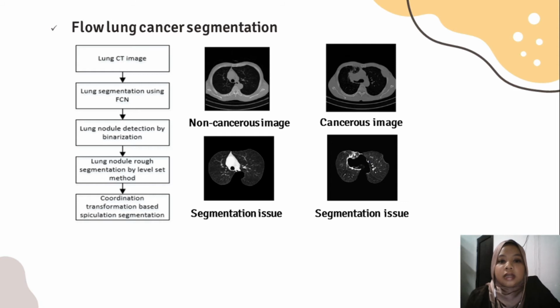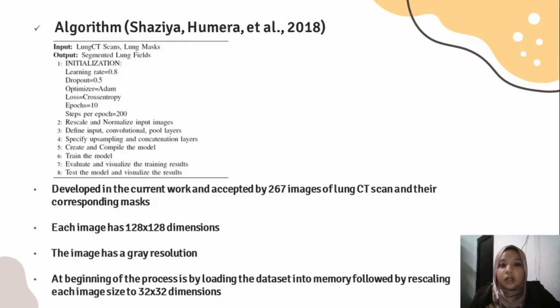As you can see, this is the non-cancerous image and its segmentation result, and the cancerous image with its segmentation result. For the algorithm, according to Shazia Humera 2018, the algorithm of lung segmentation was developed in the current work and tested on 267 lung CT scan images and their corresponding masks. Each image is 128 by 128 dimensions.